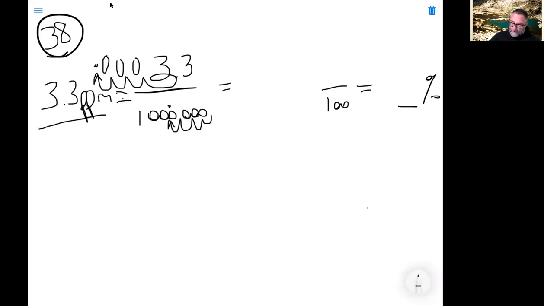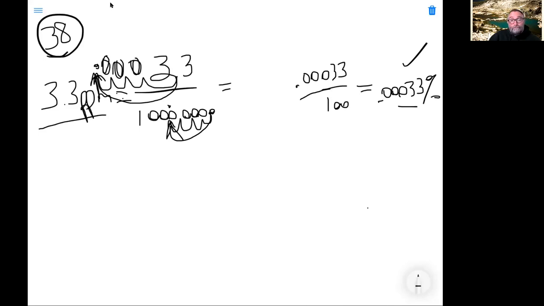3.3 parts per million is 0.00033 parts per 100, which is just another way to say percent. Ta-da! I didn't actually have to do any calculations. I didn't use math. This is not a calculator situation. I just moved the decimal from over here to over there. It took 4 moves. And so I did the same 4 moves with the decimal, and then I just fill in those little dips with a 0. That's it.